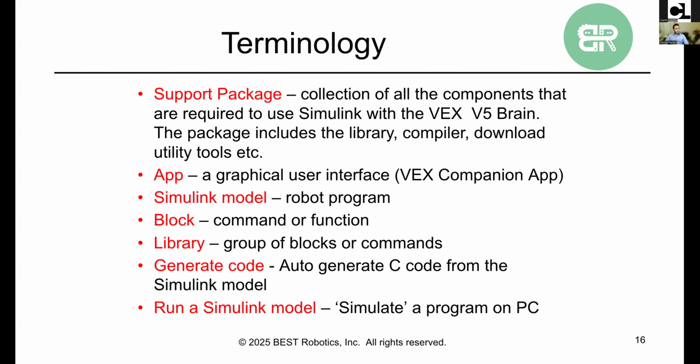A Simulink model is the overall connection of all the building blocks. The major use case for BEST is building the robot program, right? The blocks are the individual functions. You can build the blocks from the library that I showed you.